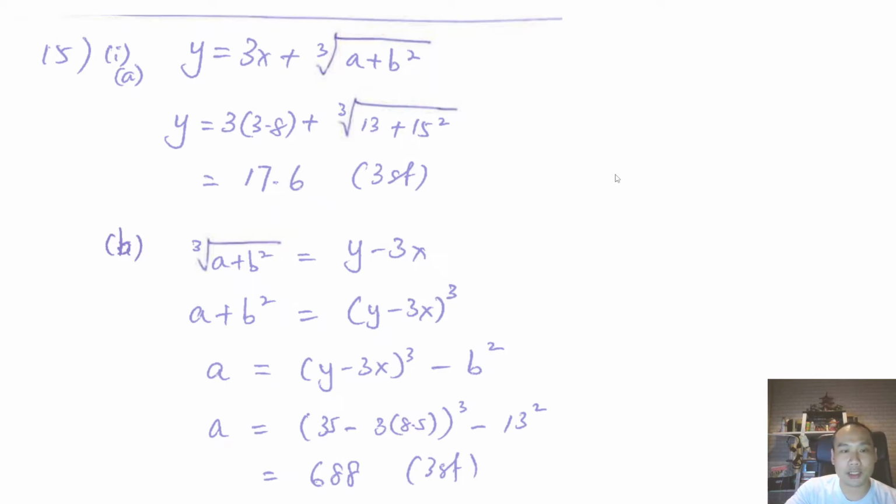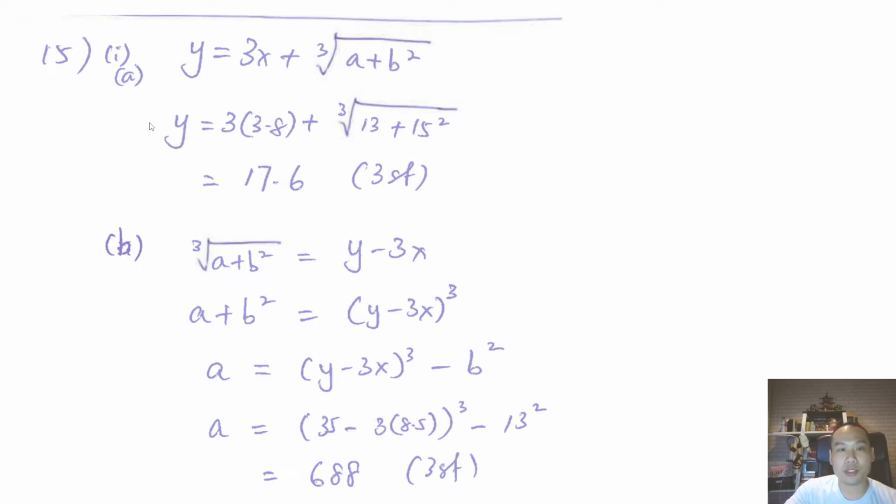You get 17.6, right? In part B, this time round they want us to find the value of A when B is 13, X is 8.5, Y is 3.5. So what we're going to do is we're going to make A the subject, okay? That helps us to straight away get the value when we substitute it. So if you are very comfortable with changing the subject, which I hope all of you eventually acquire the skill, so this is what we can do, right?